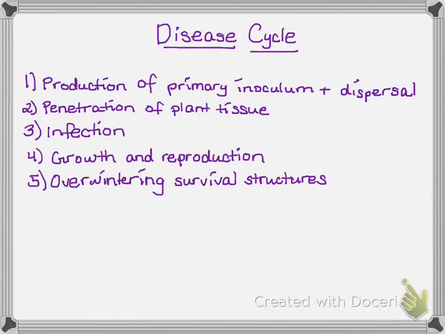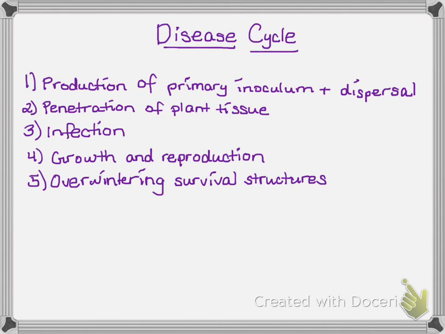Let's talk about the disease cycle, what it is, and its different stages. A disease cycle is the events that occur before, during, and after plant disease. Different groups of pathogens have different specific disease cycles, but here are 5 general broad steps.